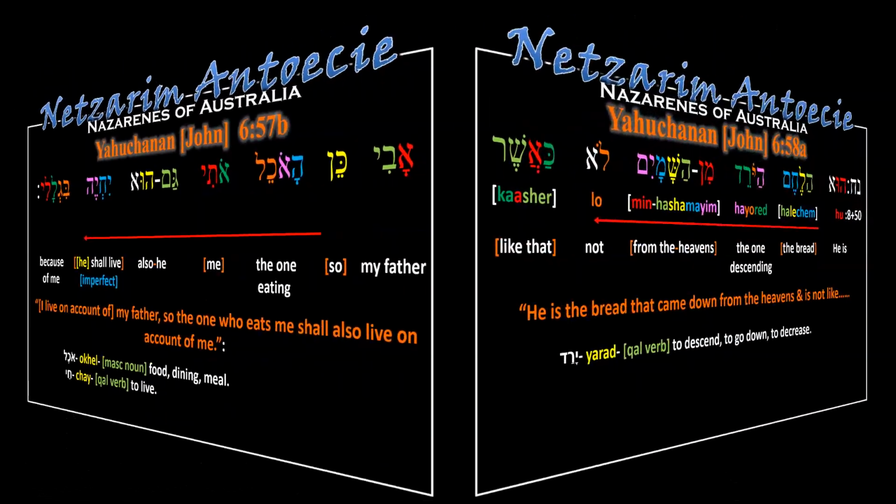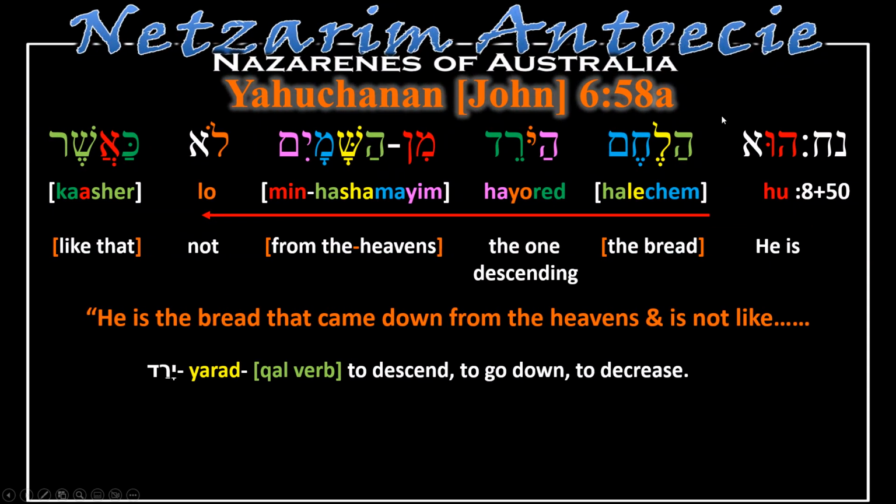And then we come to 58a. It's represented with a nun 50 and a chet 8, being the 8th letter of the alphabet. And we go through the letters. Hey, Vav, Aleph, Hey, Lamed, Chet, Mem Sofit, Hey, Yod, Resh, Dalet, Mem, Nun Sofit, Hey, Shin, Mem, Yod, Mem Sofit, Lamed, Aleph, Kaf, Aleph, Shin, Resh.